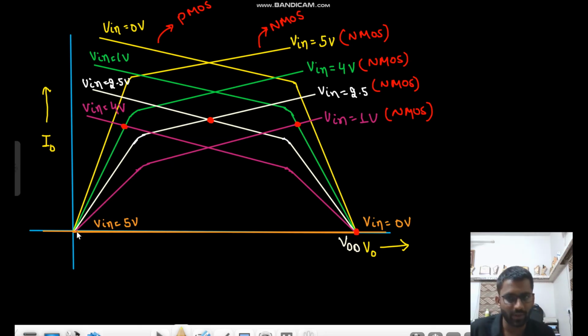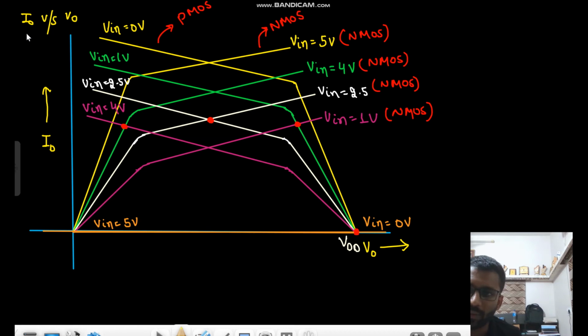Now in case of NMOS, it is opposite. For V equals to 5 volt, this is the curve. For V equals to 0 volt, this is the curve. For V equals to 2.5, this is the curve. For V equals to 1 volt, this is the curve. And the VDS value is getting less by time. So this curve is asked in the interview. I naught versus V naught curve.